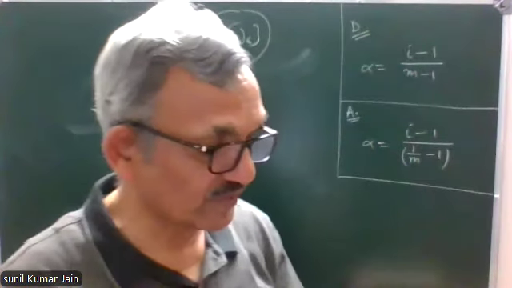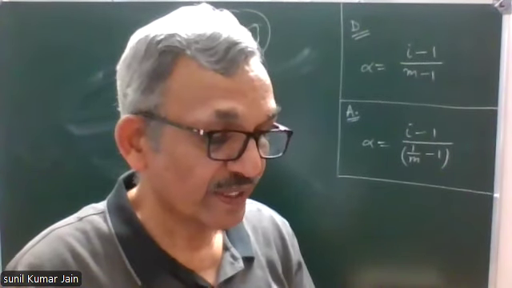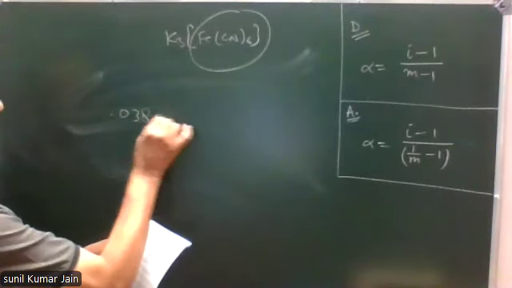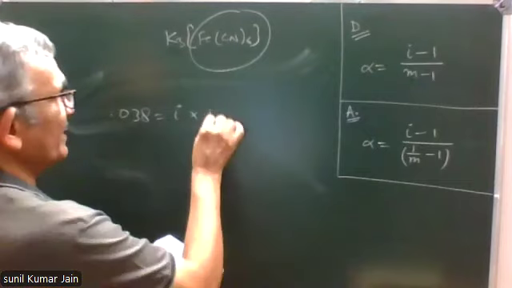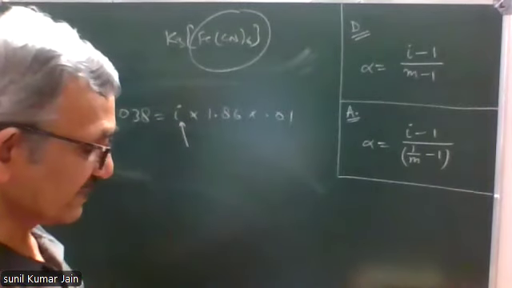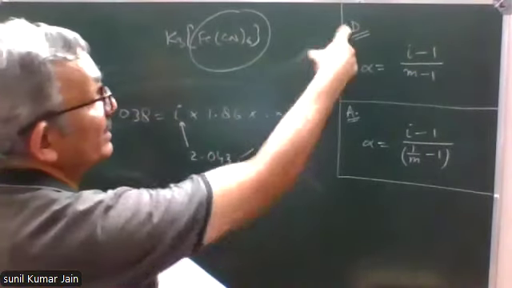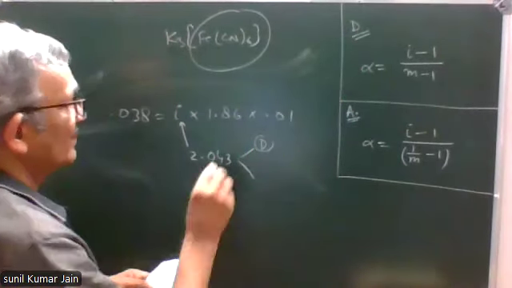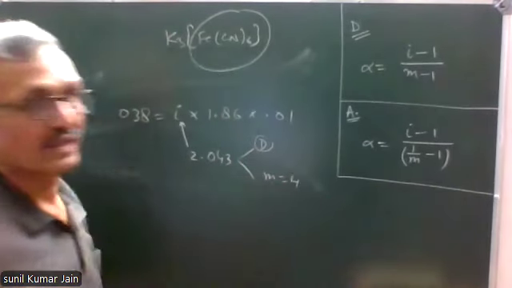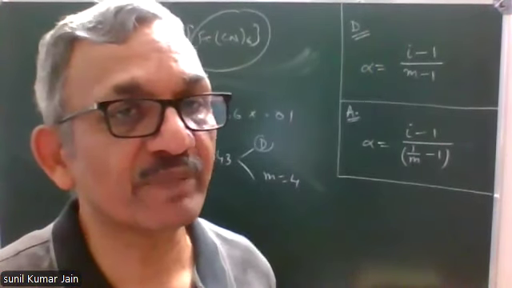Now, 0.01 molar aqueous solution of this compound freezes at this temperature. Calculate percentage dissociation. Kf is 1.86. So depression is 0.038, equal to i into Kf, which is 1.86, into molality, 0.01. Calculate the value of i. This will come out to 2.043. This will go in dissociation and value of m will be 3 plus 1, 4 ions. Since you have to calculate percentage, that I already told you, after calculating alpha, multiply by 100.